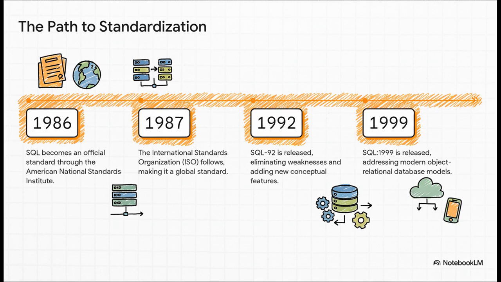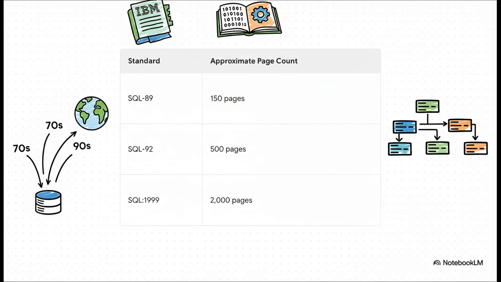In 1986, the American National Standards Institute, or ANSI, made SQL an official U.S. standard. The very next year, the International Organization for Standardization, ISO, made it a global standard. This was huge. It basically cemented SQL as the official language of databases everywhere. And it was followed by major updates like SQL 92 and SQL 1999 that added all sorts of powerful new features. But as the language got more powerful, it also got way more complex.